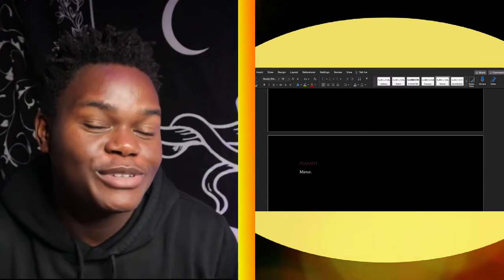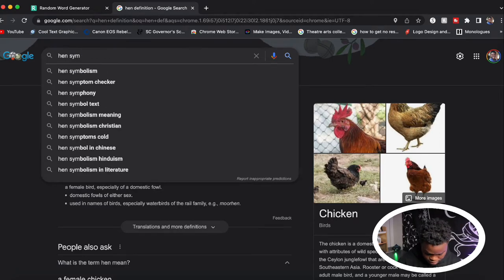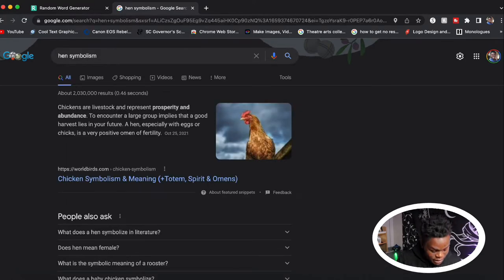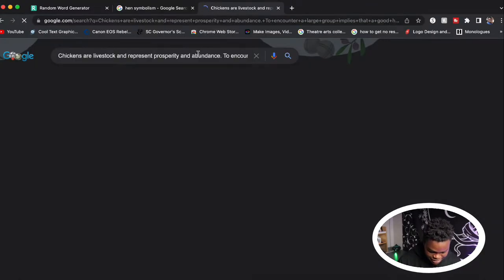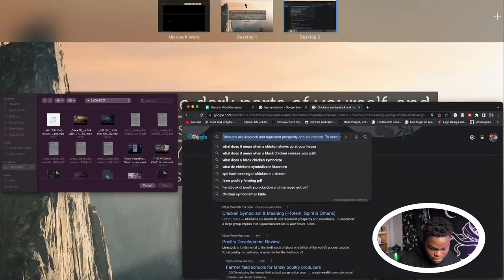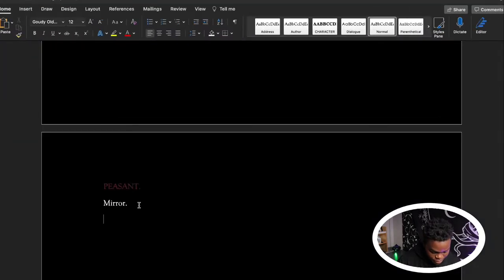I don't know though. So, hen symbolism. What's the symbolism of a hen? Chickens are livestock and represent prosperity and abundance. To encounter a large group implies that a good harvest lies in your future. A hen, especially with eggs or chicks, is a very positive omen of fertility. Okay, we're gonna take this and we're going to use that.